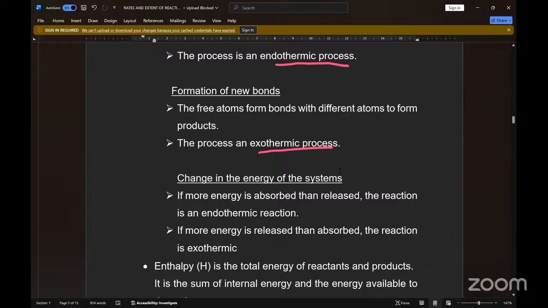Now, depending on which is more, if you have more energy absorbed than released during the reaction, we say it is an endothermic reaction. This time we are using the word reaction, not process. So an endothermic reaction is a net reaction.